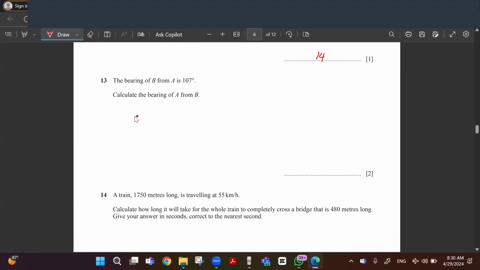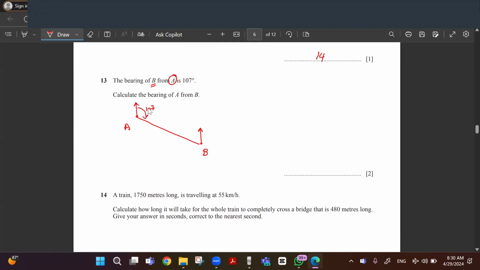Here is A, here is B. This is looking to the north like this, and this is heading to north like this. And this is the line between them. First, the given is what? The bearing of B from A means I am standing on A and looking at B like this, which is 107.